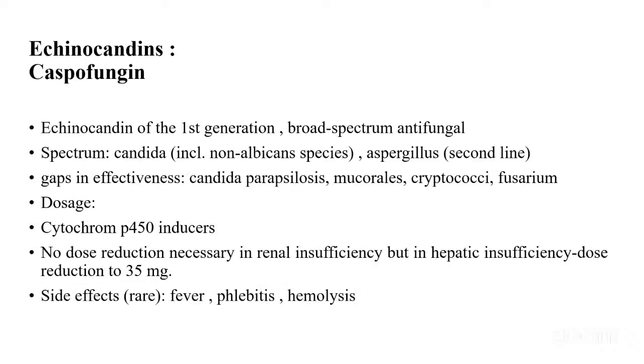Echinocandins: the first is caspofungin. It is a first generation broad-spectrum antifungal. Spectrum includes Candida and Aspergillus, and loading dose is 70 mg followed by 50 mg. Cytochrome P450 inducers, especially rifampicin, rifabutin, are inducers, and no dose reduction is necessary in renal insufficiency, but in hepatic insufficiency, dose reduction to 35 mg. Side effects are rare, but fever, phlebitis, hemolysis are seen.